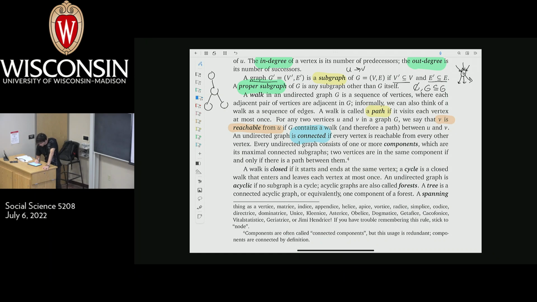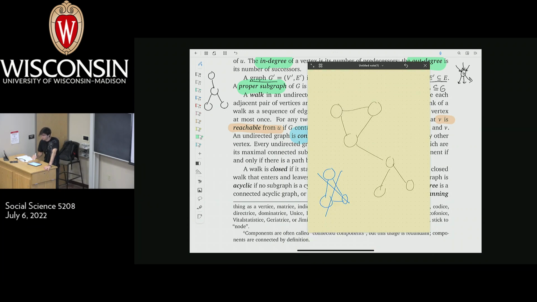Okay? But whenever a graph is disconnected, you can break it into components. So components are just the maximal chunks of connectedness in a graph. So this would not be a component because you can make it larger. As long as you can keep adding nodes without it becoming disconnected, you have to do that.